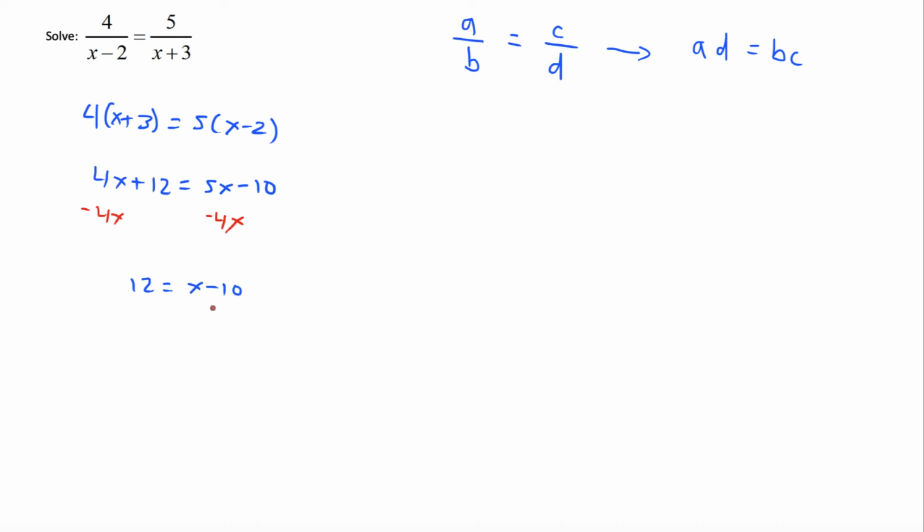And then from here, I'm going to add the 10 so I can get the x by itself. And I should arrive at my final answer in this case: x is equal to 22. And that's going to be my final answer here.